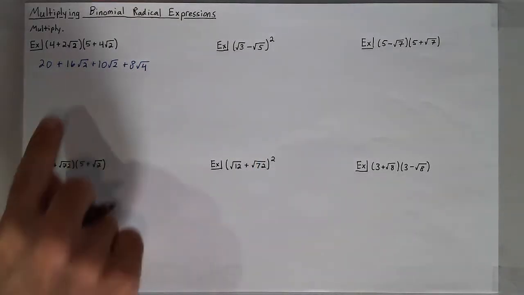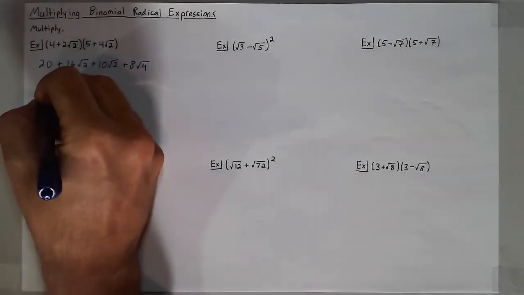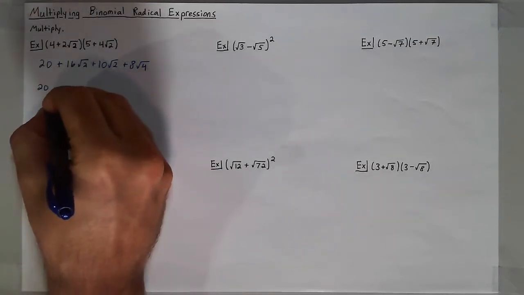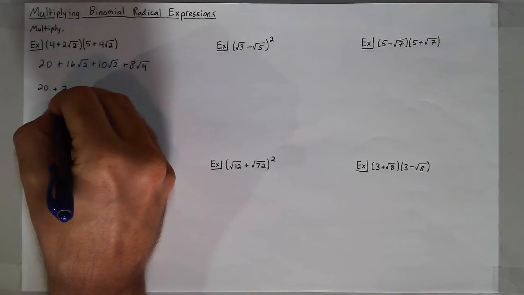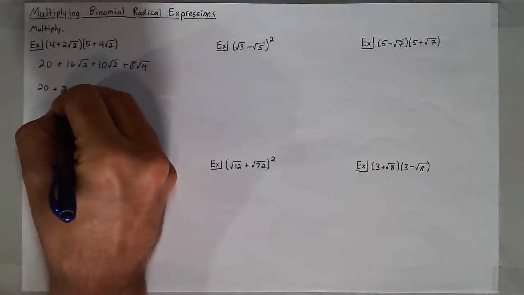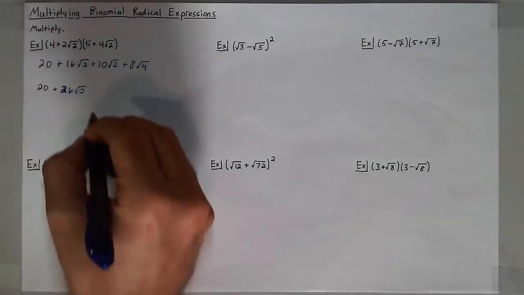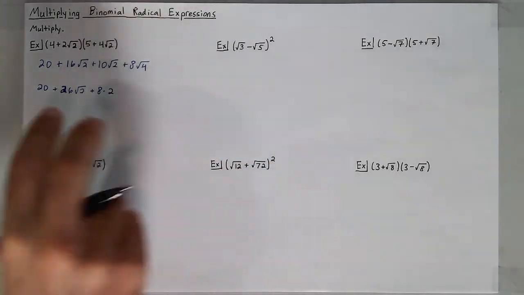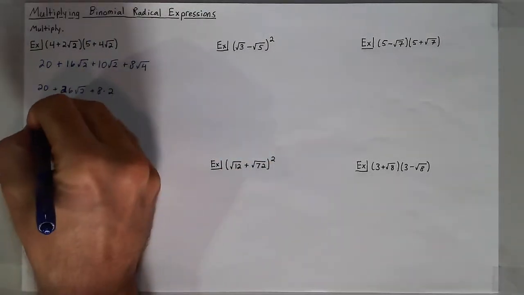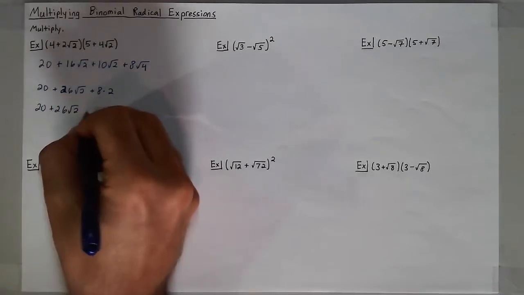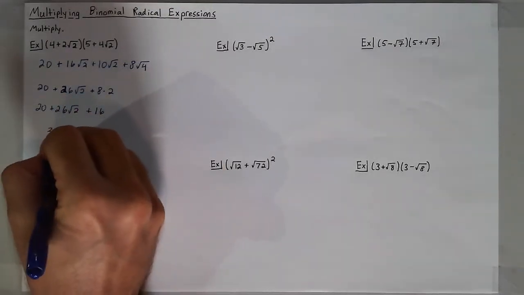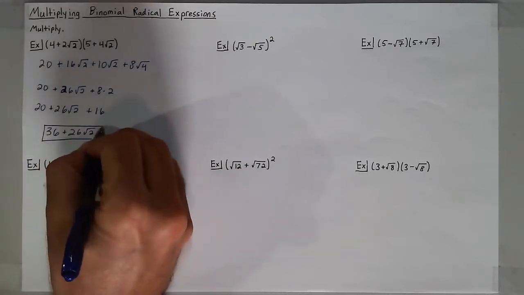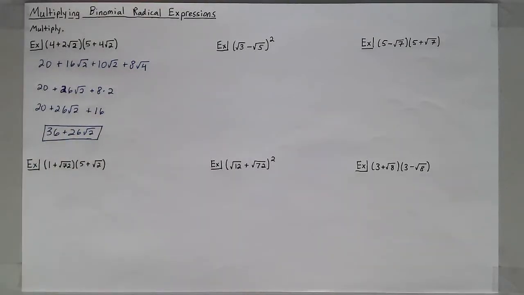Now, what I can do is simplify everything. So I have 20, 16 square roots of 2, and 10 square roots of 2, giving me 26 square roots of 2. And then 8 times the square root of 4, which is 8 times 2, which is 16. And now I can add the 20 plus that 16 to give me 36 plus 26 square roots of 2, which I cannot simplify any further since 2 is not a perfect square.